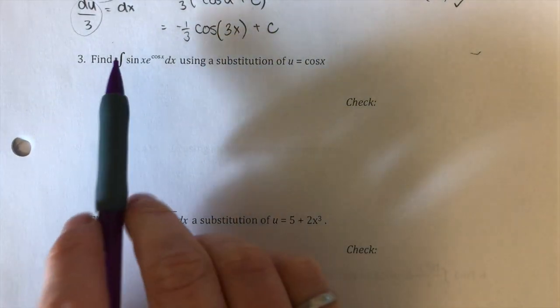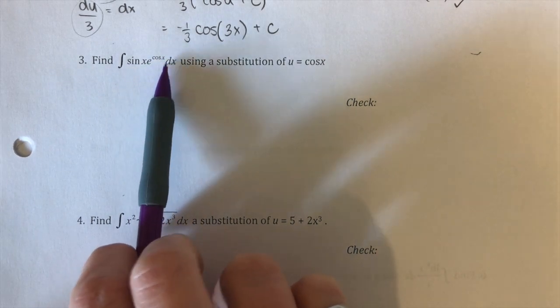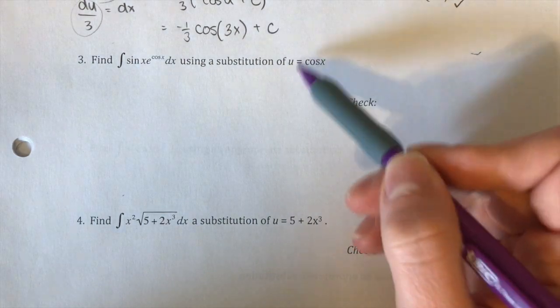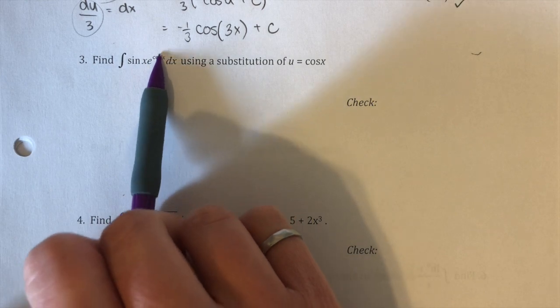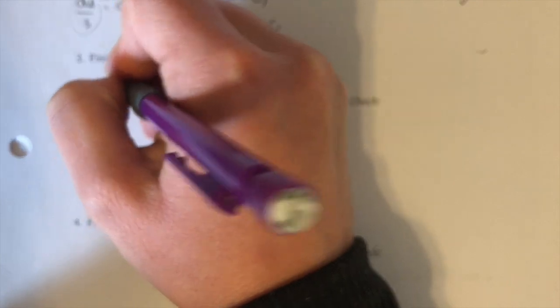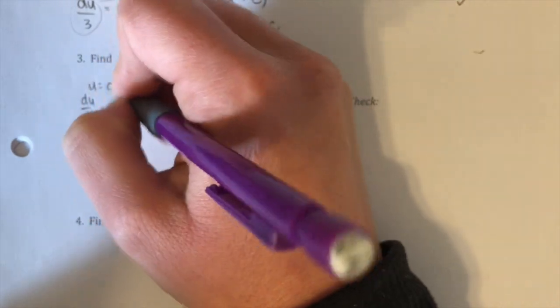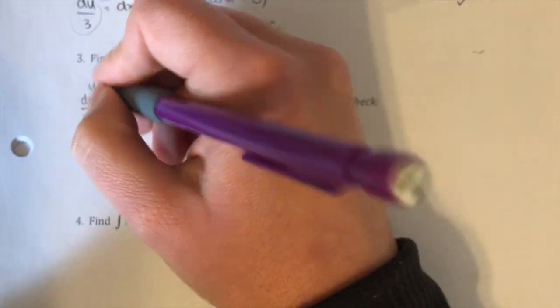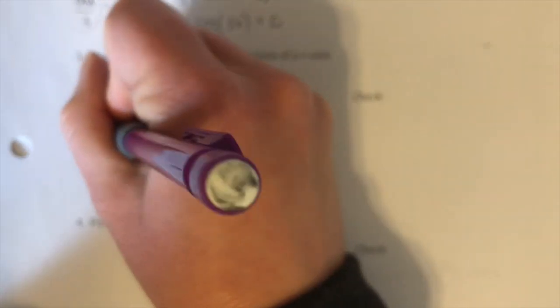We're going to find the integral of sine x times e to the cos x dx using a substitution of u equals cos x. Generally, whenever there's an e to the something, whatever that something is becomes our u. So we're saying u is equal to cos x. Then du dx would be equal to the derivative of cos, which is negative sine x. So then du by itself, if we multiply both sides by dx, is negative sine x dx.